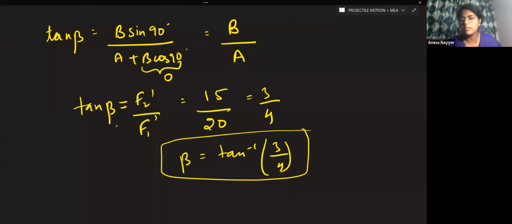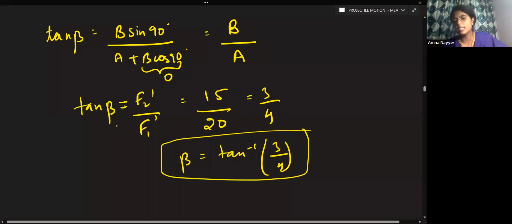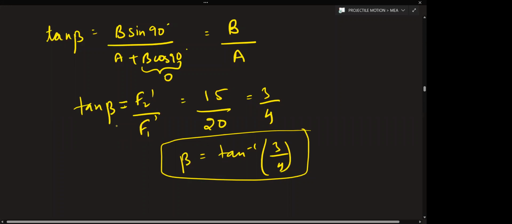B means the second vector. So here, what is our second vector? F2 divided by F. Clear? Yes, ma'am. Just note it down.